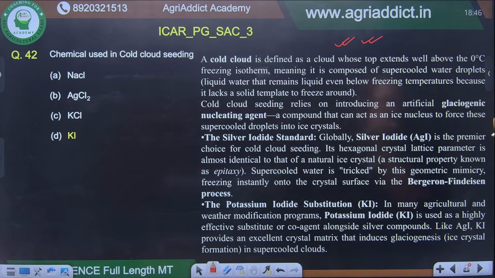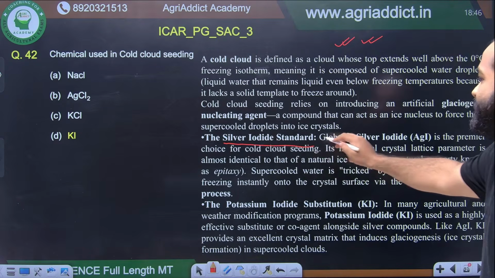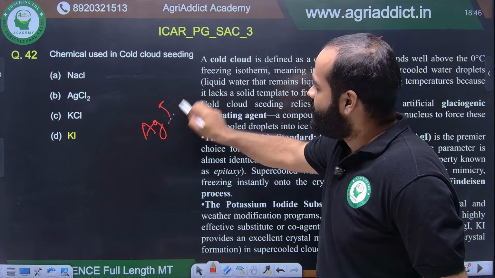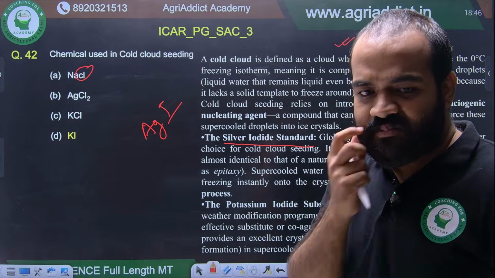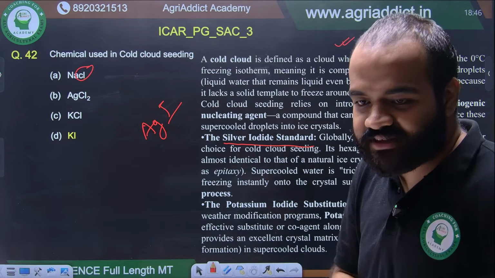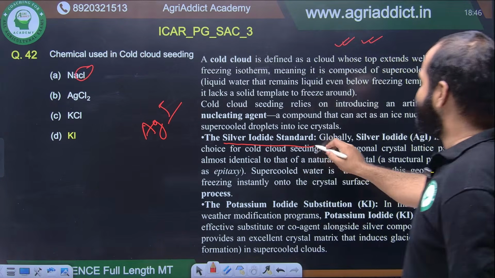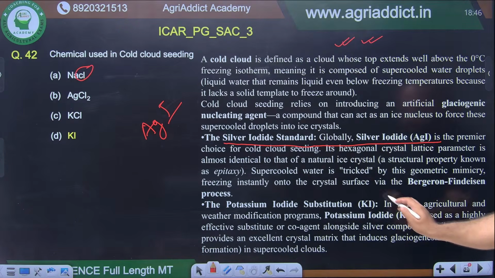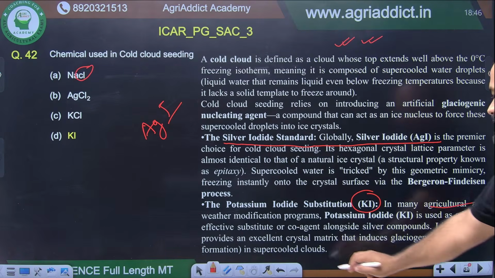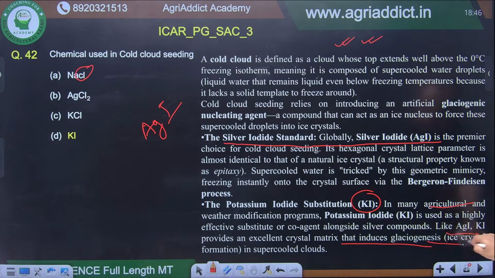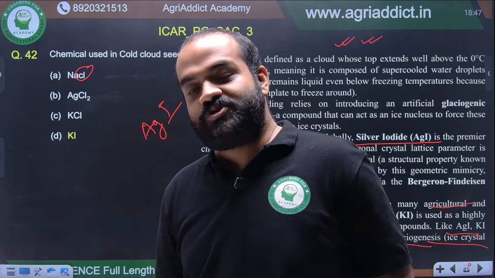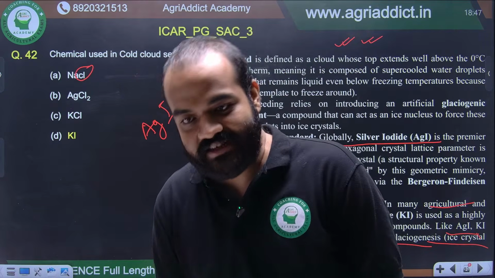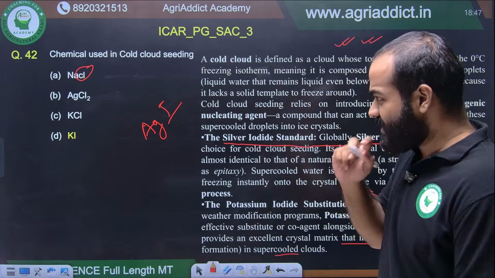So here for cold cloud, they are telling that silver iodide is the standard. Silver iodide, I definitely know. But whenever this Cl minus ion is there, I have seen it majorly for warm cloud seeding only. So when it is cold, it is telling that silver iodide is the global standard, but it can be substituted with potassium iodide in many agricultural weather modification programs. KI also provides an excellent crystal matrix that induces the supercooled clouds. But since I am not sure with this, I will not say it for sure. Please check it once. I will also check it. For meteorology, the standard books are S.R.